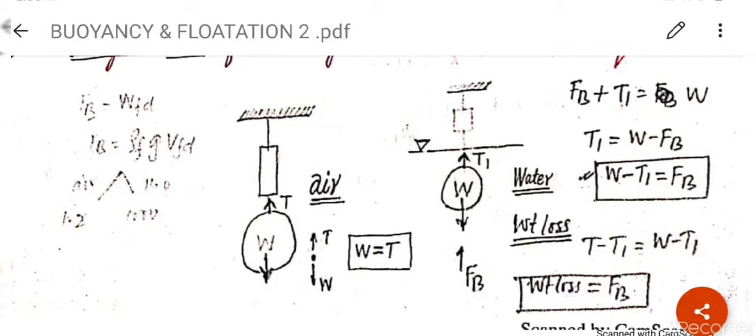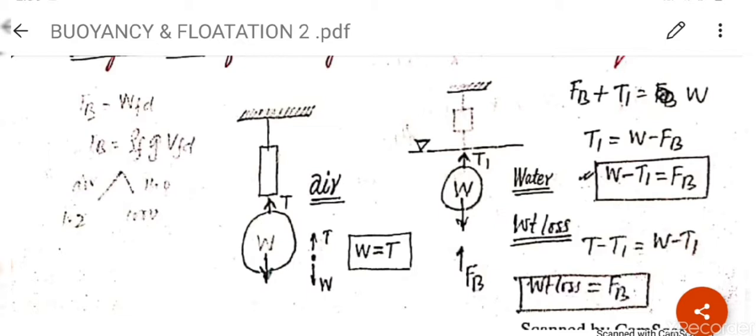So another force will come into action, that is the buoyancy force. This will act in upward direction, that is FB. T1 is also in upward direction, tension in the weighing balance which shows reading. Weight of the body will be in downward direction. So expression will be, after arranging the terms, FB plus T1 is equal to W. So we can write T1 is equal to W minus FB, or we can also write W minus T1 is equal to FB by taking FB on the left hand side.